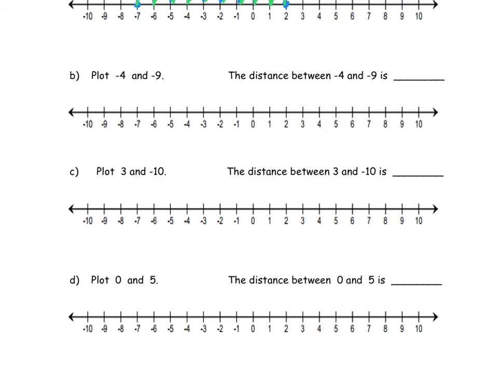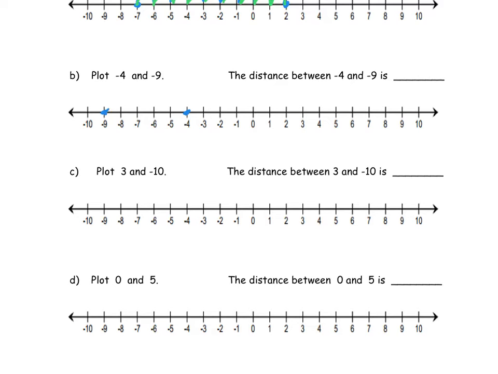So let's start this again. Let's see what we can do. We're going to plot negative 4 and negative 9. So I'm going to plot negative 4 and negative 9. And they want us to find the distance between the two.